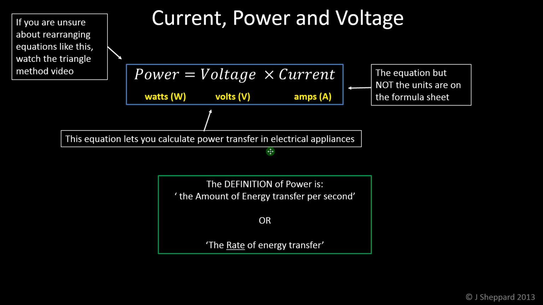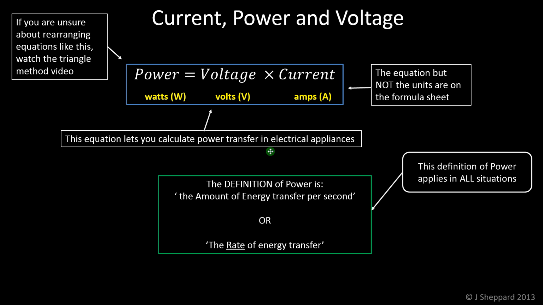It's worth noting that that equation isn't the definition of power, it's only power in electrical circuits. The definition of power is the amount of energy transfer per second, or the rate of energy transfer. And that's a much more general definition. But the top equation is useful when you're talking about electrical appliances. So that definition in the green box applies to all situations. If you carry on and do additional science, when you get into P4, you'll use that definition of power again.